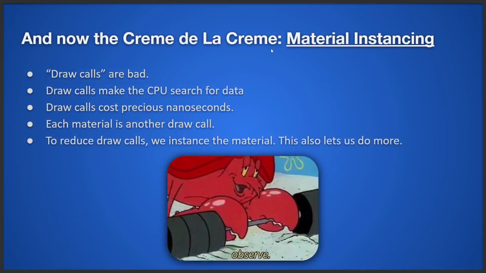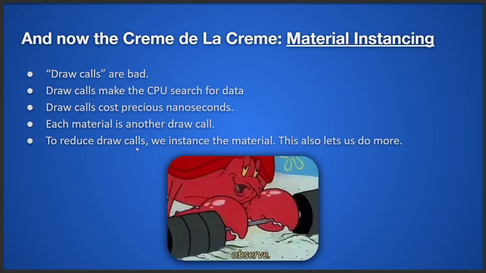And now the creme de la creme. Material instancing, or making materials from shaders in Unity. Weird vocabulary contradiction, but they mean fundamentally the same thing. There's something called a draw call. All you need to know is that draw calls are bad. A draw call is going, hey, look up data and send it to the graphics card or something. Draw calls cost precious nanoseconds. Each material or shader in Unity that you make is another draw call.